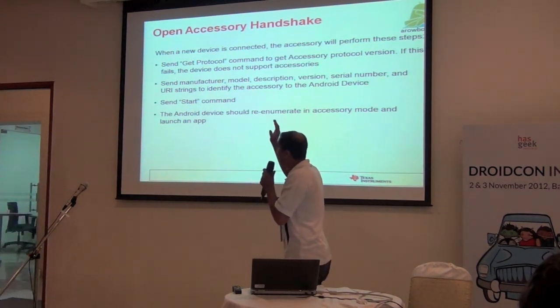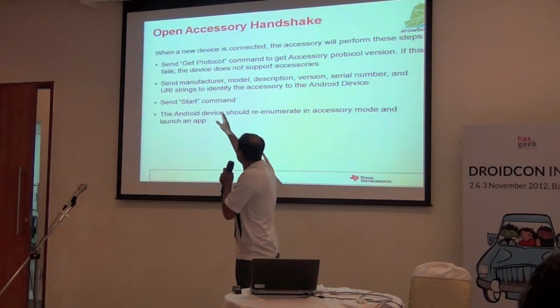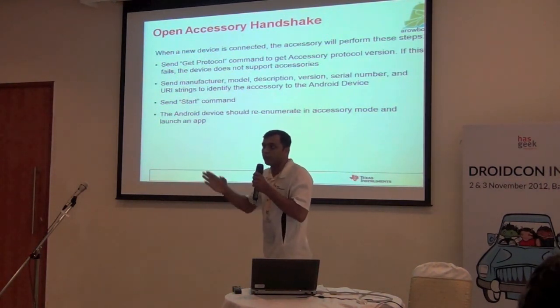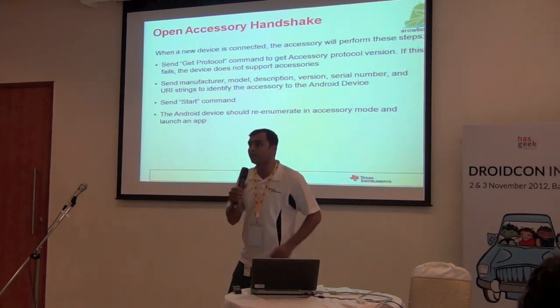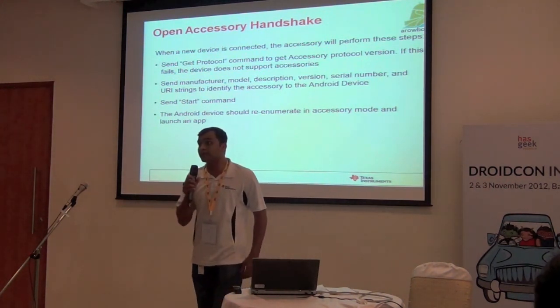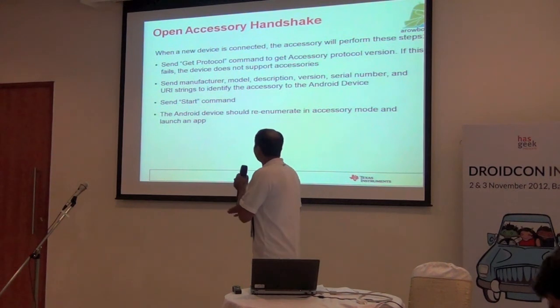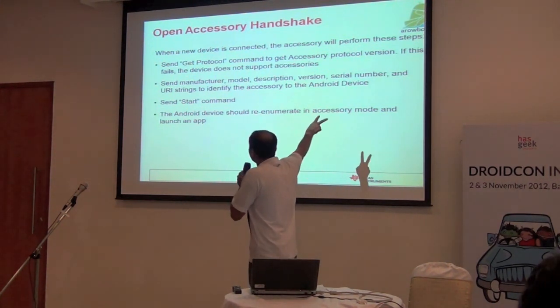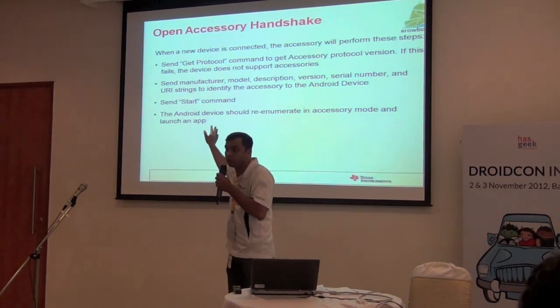The accessory will first send the get protocol command to get the accessory protocol version. If the phone replies back with a proper version, then the phone supports accessory mode. Otherwise, it doesn't support it. After that, it will send the manufacturer string, model, description, version, serial number and URI string data to the phone.